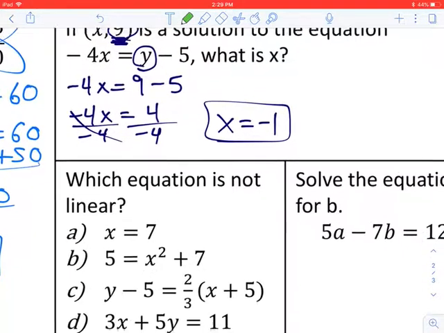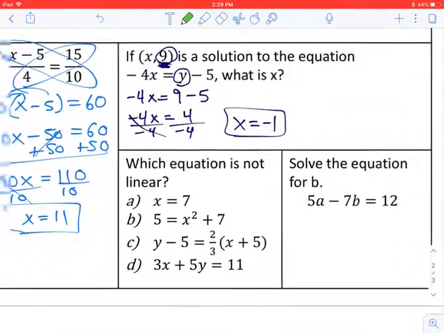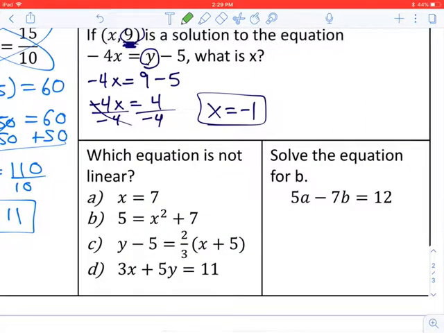Okay. So down here, I've got which equation is not linear. So we kind of talked about it in class. We have x or y. We have x or y. We have x or y. So none of those is out of the ordinary. Okay? The one that's out of the ordinary is the one that has the exponent. So our final answer would have to be B.